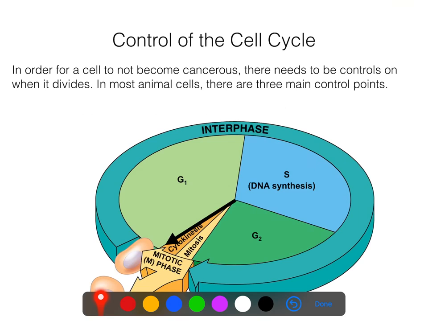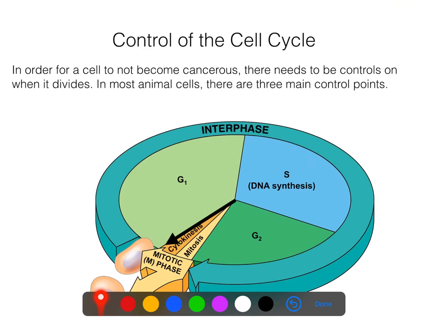So the cell cycle has several points of control. And in order for a cell not to become cancerous, you have to really maintain fairly strict control over these points. Technically there are a lot of different control levers, but they mostly come down to three main areas.